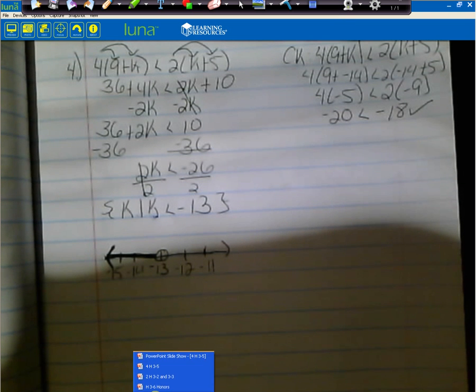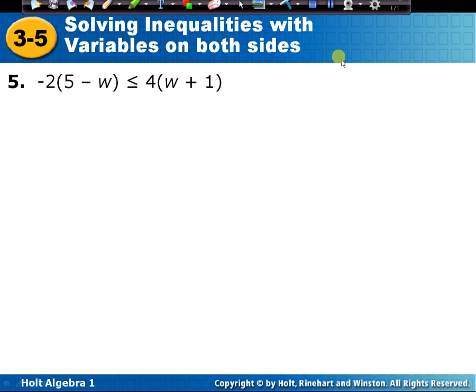All right, go ahead and write down number 5. It says negative 2 parentheses 5 minus w, parentheses, is less than or equal to 4 parentheses w plus 1. Again, this one looks very, very similar to the other one that we did. Go ahead and take a minute, pause the video, and try this one on your own.